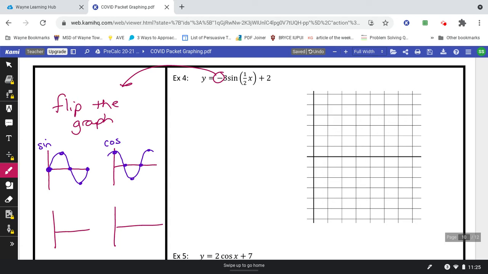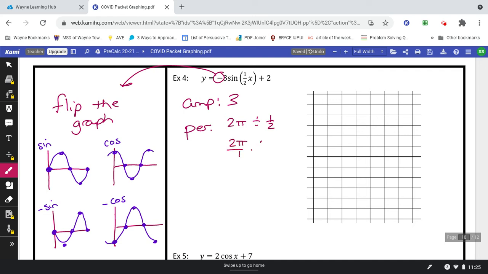But when you make it a negative, it's actually going to flip the graph. So your sine is going to dip down first. That'd be a negative sine. And your cosine is going to start at the bottom. And it'll look something like that. That'd be a negative cosine. So everything else stays the same. You want the amplitude to be that positive 3. The negative is separate. The period, again, 2 pi divided by 1/2. Flip the second fraction, multiply, 4 pi.